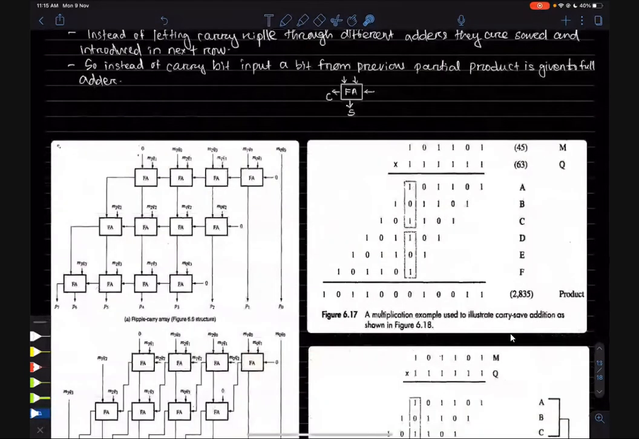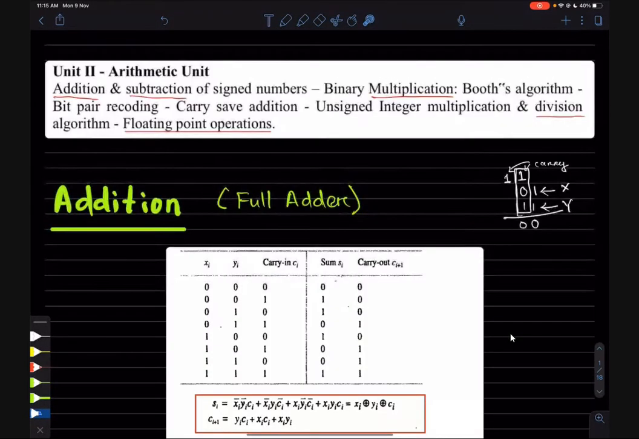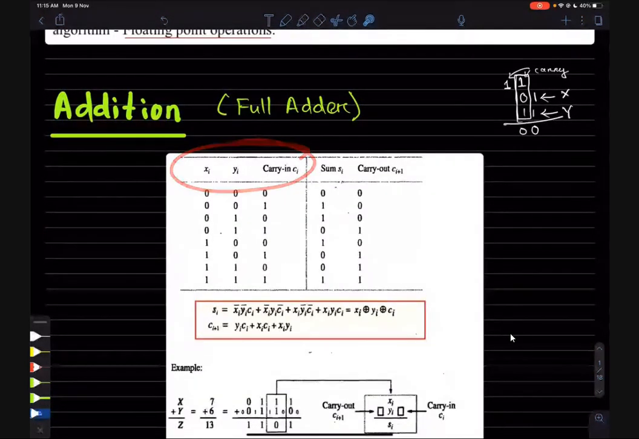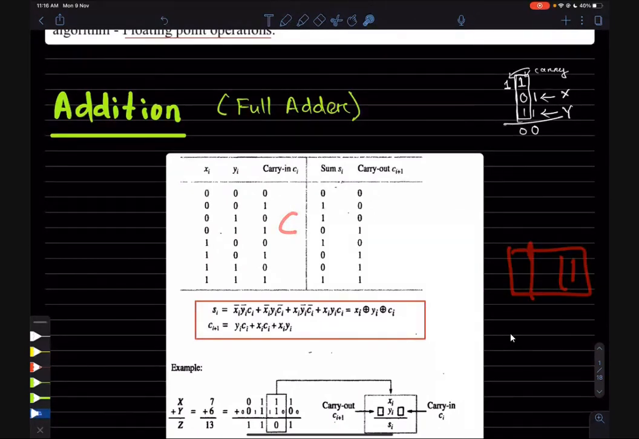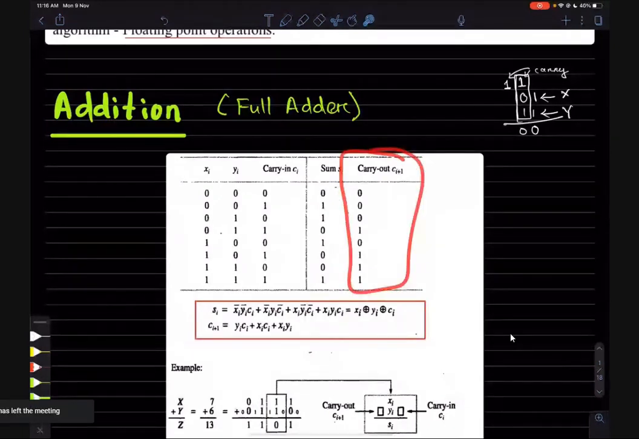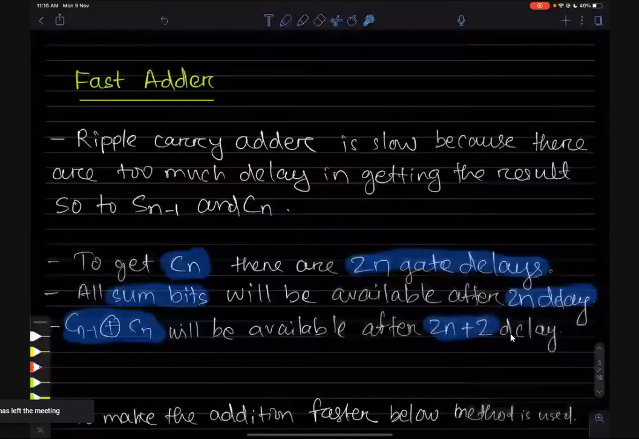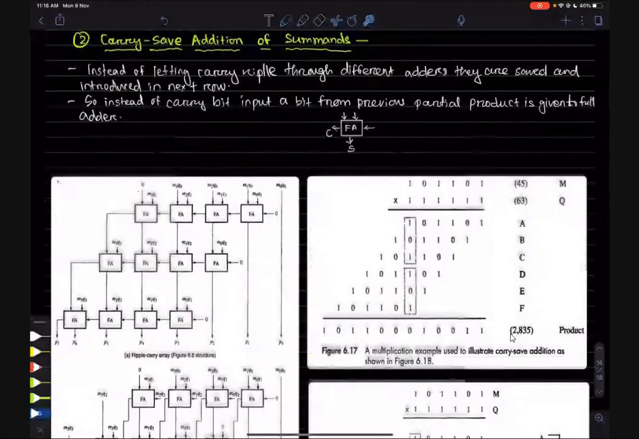Yes or no? If you remember, let's go to the first page. What are the 3 inputs for a full adder? X bit, Y bit and a carry bit. Now we are saying that this carry is not required, so we can add X, Y and Z, 3 numbers. Understood? Whatever carry it generates, we will save somewhere for later purpose. That is the logic here.